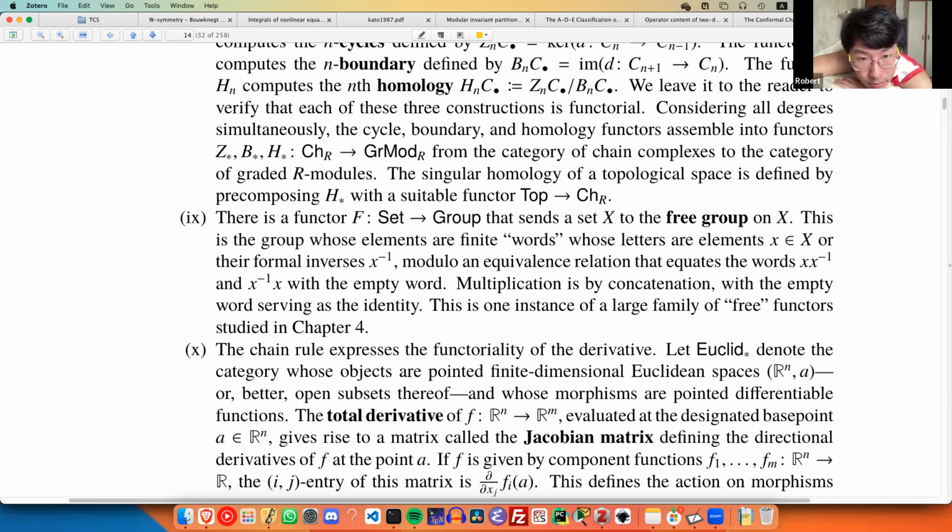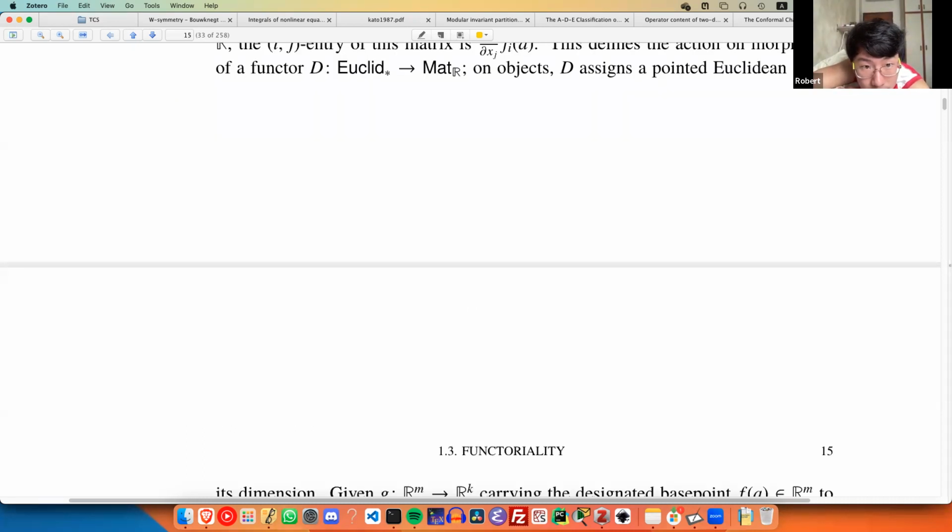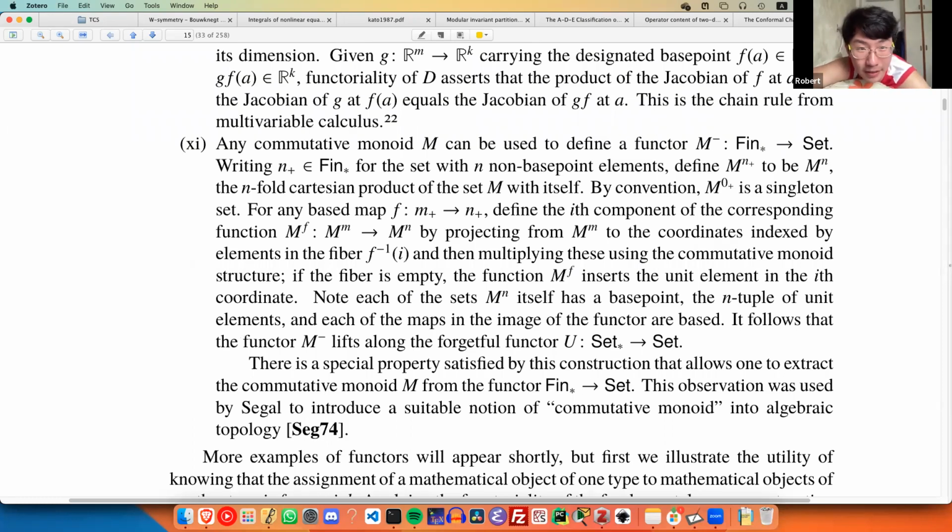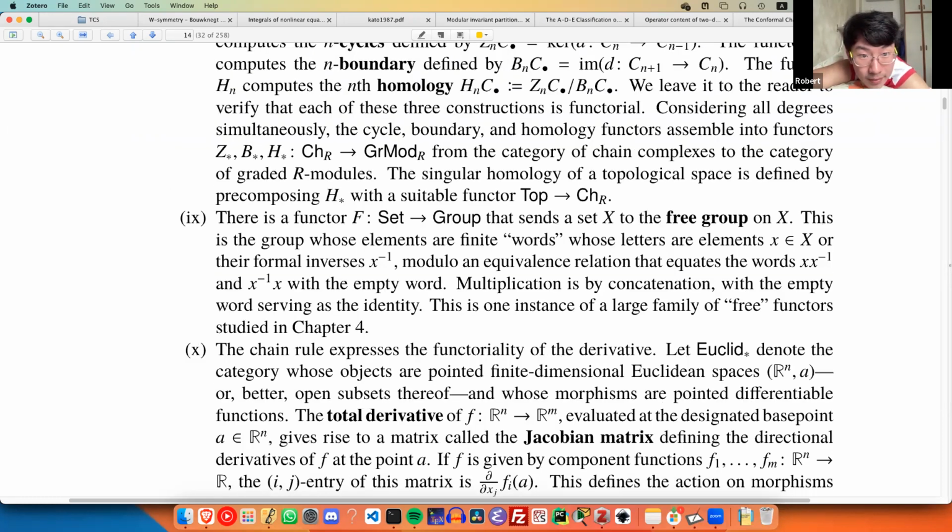Top the group point. Oh, that's the homology thing. Yeah. Wait, hold on. Scroll back to the set to group thing. I want to see that.